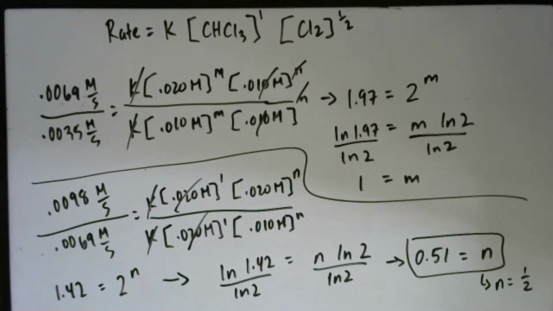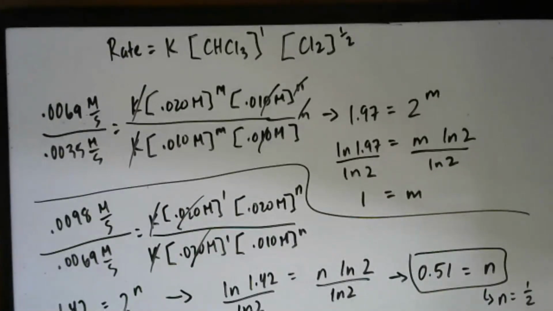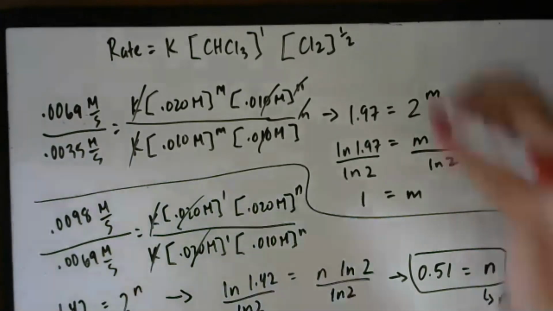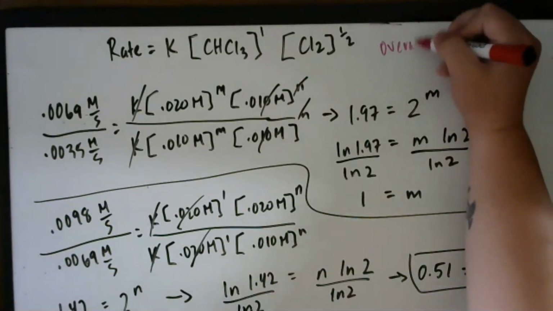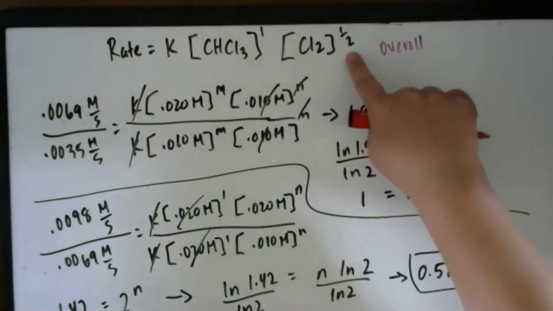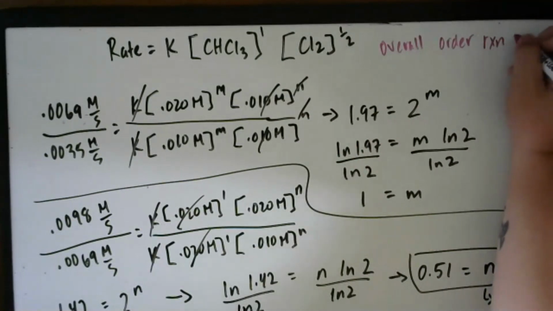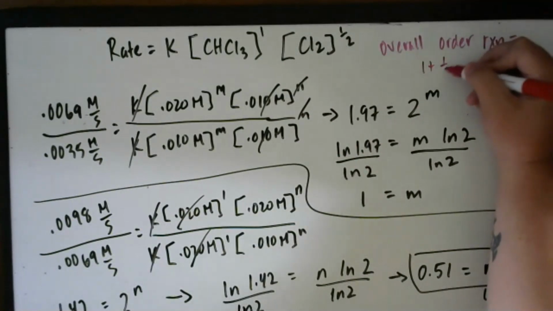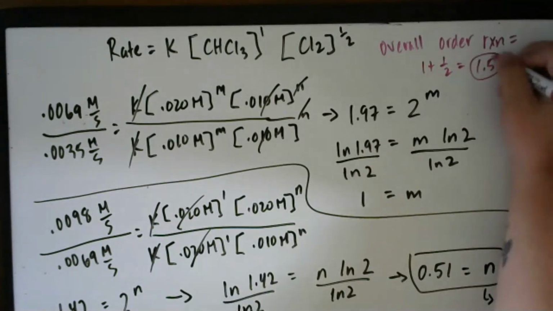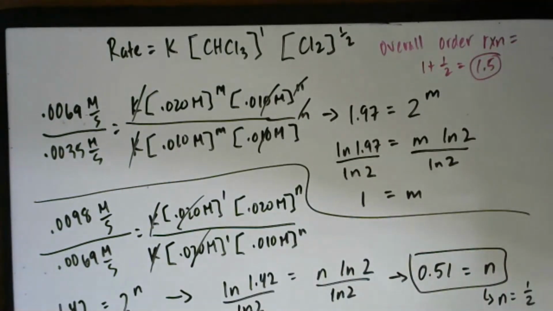Okay. Another thing that we can mention here, now that we've solved for this rate law, is what the overall order of this entire reaction is. And to solve for the overall order of a reaction, all you're going to do is add together the orders from each of the reactants. So the overall order of this reaction is going to be 1 plus 1/2, or 1 1/2. Okay. The overall order of our previous reaction was 2 plus 0. So overall, it was a second order reaction.